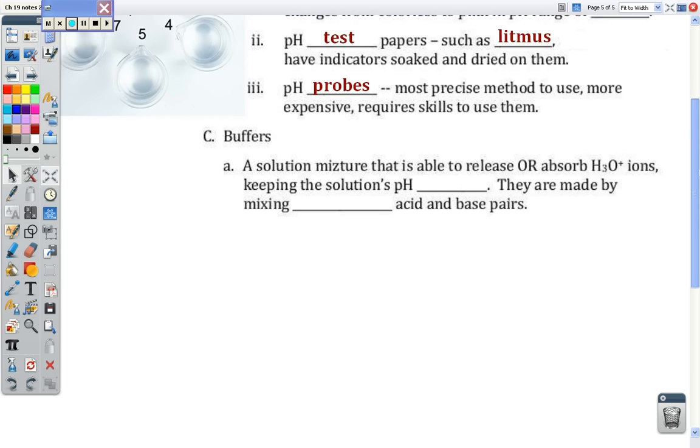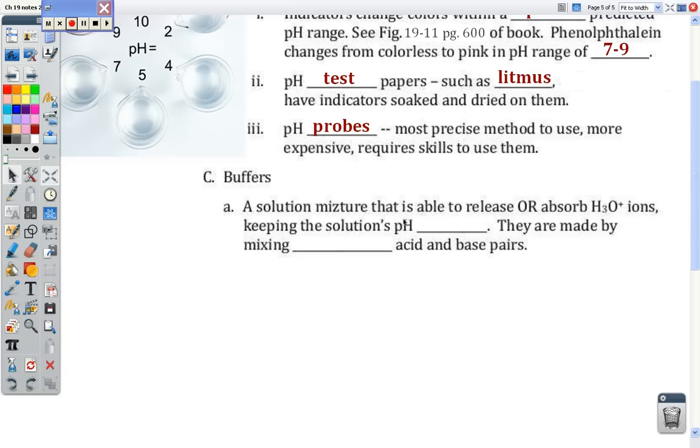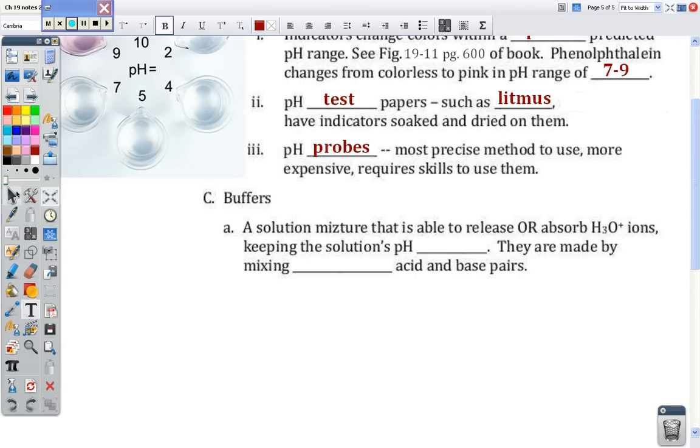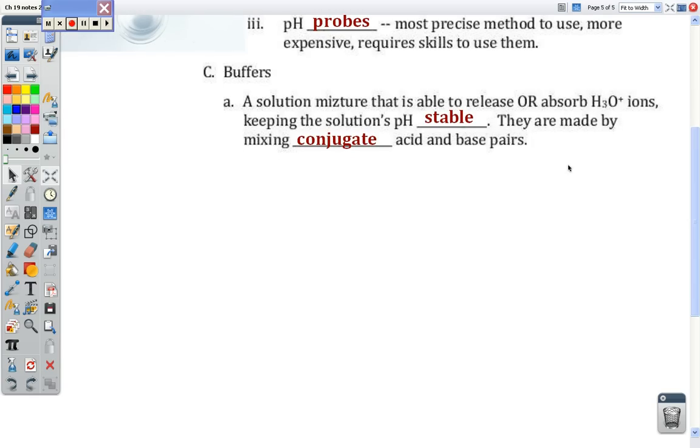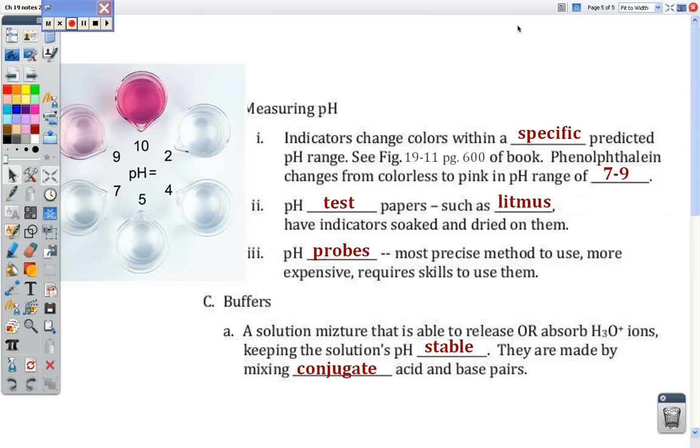Okay, and then finally we have buffers. In a buffer, you just need to know they exist, but we don't need to really figure them out. A buffer is a solution mixture that is able to release or absorb hydronium ions, and this is what keeps the solution's pH stable. They are made by mixing conjugate acid and base pairs. And that's what a buffer does. And that's the end for chapter 19. So now that you got this, get to work.